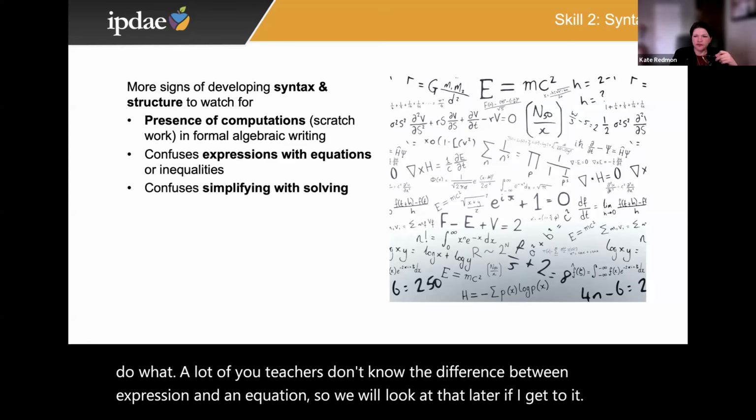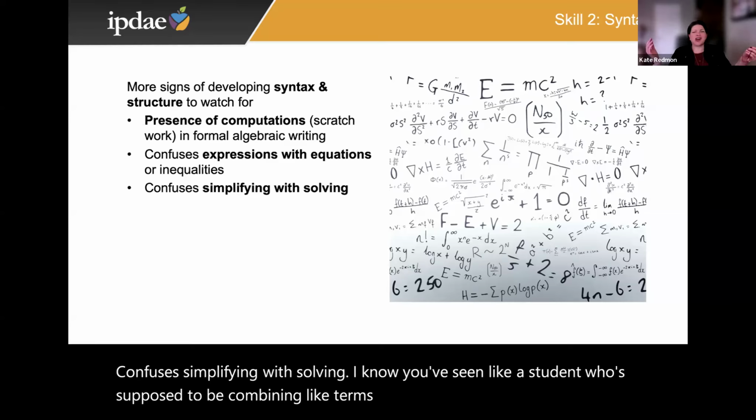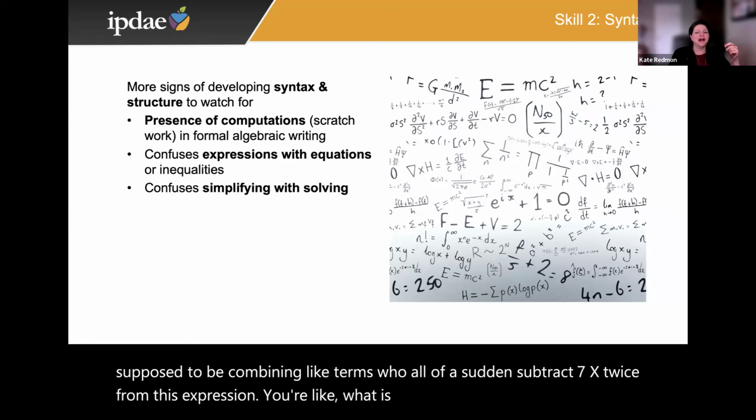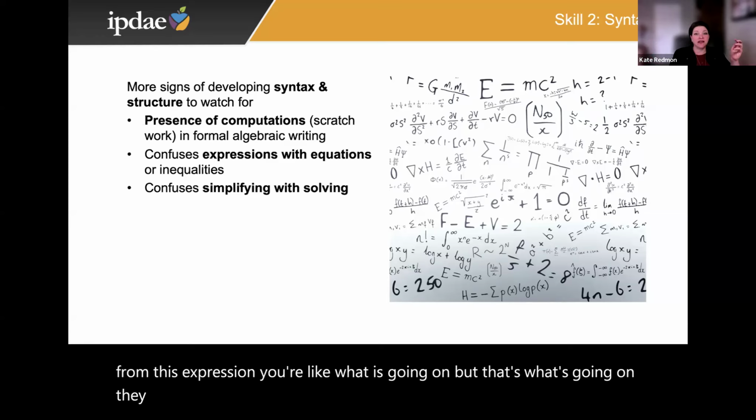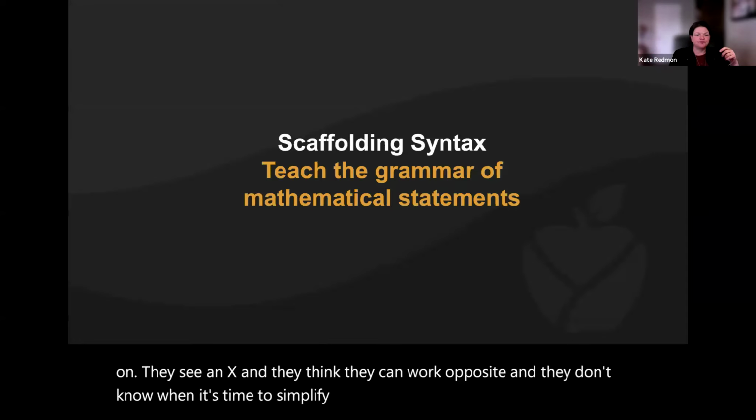Confuses simplifying with solving. I know you've seen a student who's supposed to be combining like terms who all of a sudden subtracts 7x twice from this expression. You're like, what is going on? But that's what's going on. They see an x and they think they can work opposite. And they don't know when it's time to simplify and when it's time to solve.